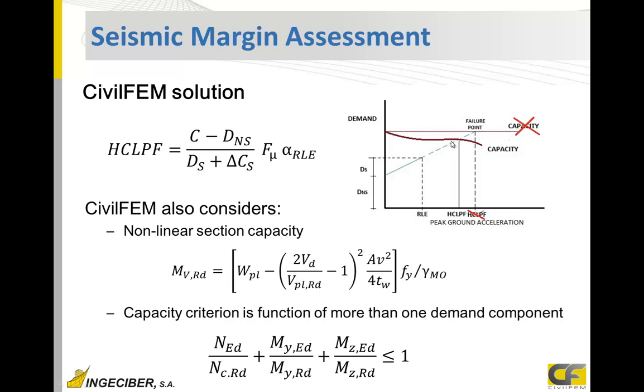So the demand is nonlinear, and also the capacity considers all forces and moments at the same time. So CivilFEM increases all forces and moments at the same time from the seismic level. It considers nonlinear capacity of the demand and calculates this failure value with a nonlinear behavior of the capacity of the section, and also increasing all forces and moments at the same time, and calculating the failure depends on what happens before of the combination of forces and moments. So it's done in a very accurate way.